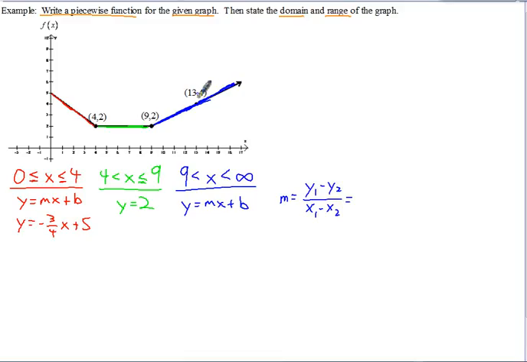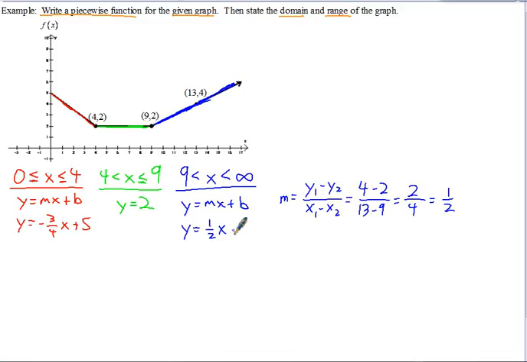I'm going to use this as our first point. So the difference of the y-coordinates would be 4 minus 2. And just going in the same order for the x-coordinates, the difference of the x-coordinates would be 13 minus 9. 4 minus 2 gives you 2. 13 minus 9 is 4. 2/4 reduces to 1/2. So the slope here is 1/2, and now we just need to know what the y-intercept is.